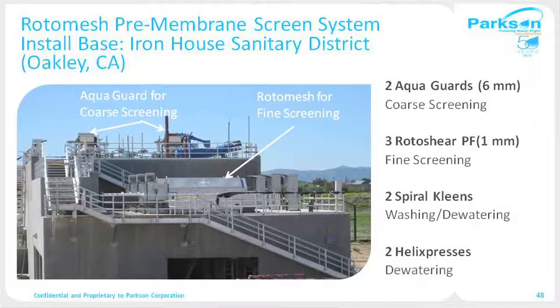Here we see an installation of the Rotomesh pre-membrane screen system installed in Oakley, California at Ironhouse Sanitary District. This plant uses 2 Aqua Guards as a coarse screen, 6 millimeter openings, and then they have our Rotoshear PFs, 3 of them at 1 millimeter fine screen, and also our dewatering and washing equipment.